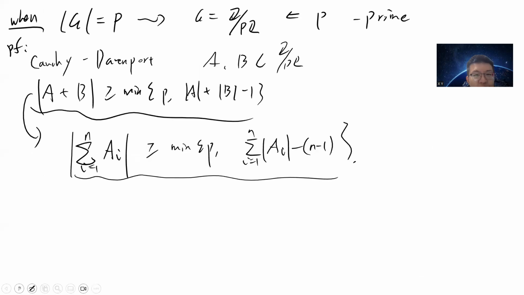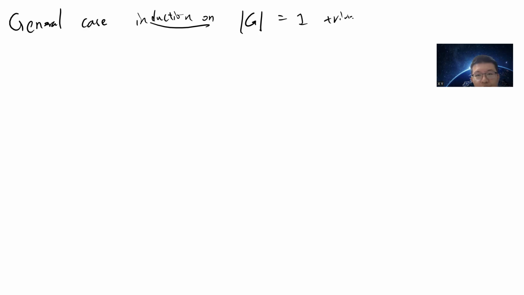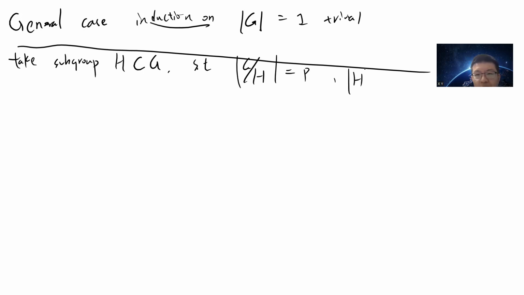So now let's consider the general proof. Okay, so let's prove the general case. Right, so basically we can make an induction on the group size |G|. Okay, so when |G| is 1, it's trivial, right? Since G is abelian, I can take a subgroup H inside G such that the index, the size of G quotient H, is prime, some prime number P. And let me just write |H| as small h, just for convenience.